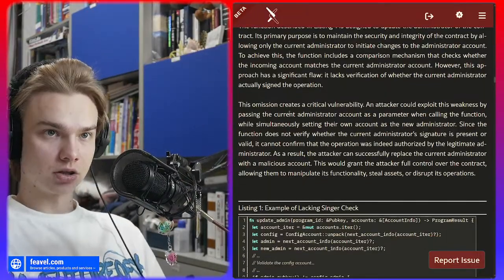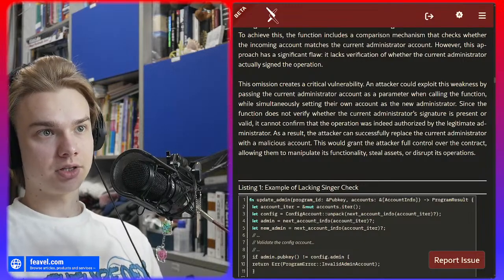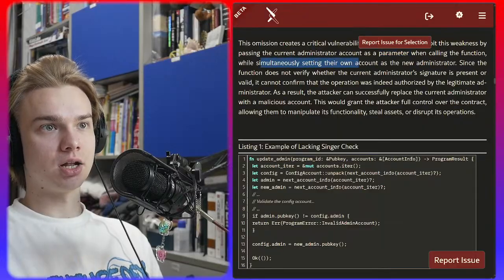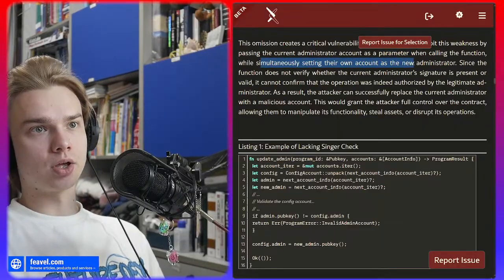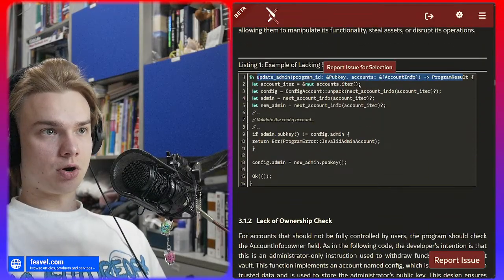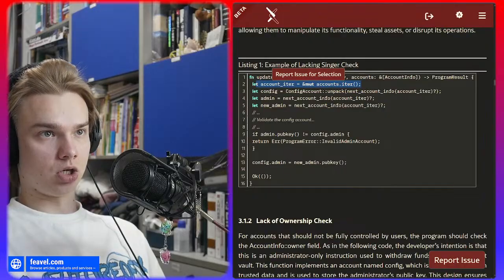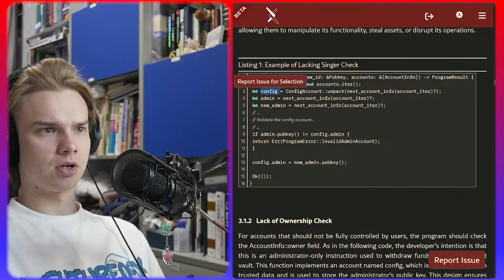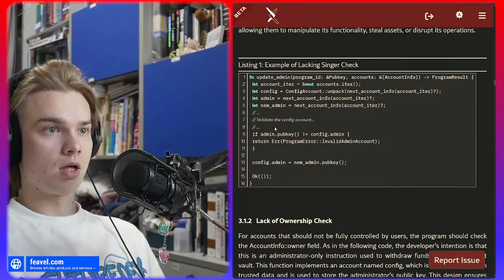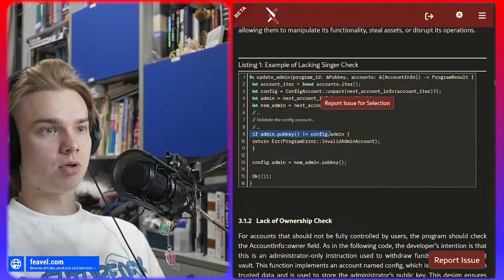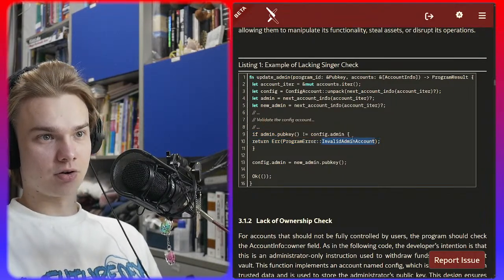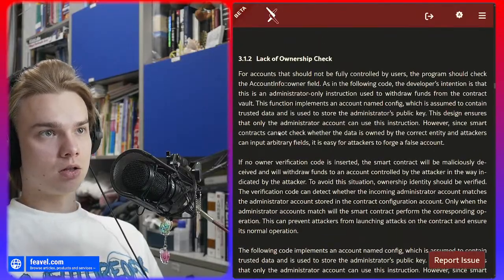An attacker could exploit the weakness by passing the current administrator account as the parameter when calling the function, while simultaneously setting their own account as the new administrator. Okay, update this program result, let account iter, mutation, account iter, config, we got new administrator. Next, account information, account iter, validate the config account. If admin public key is not config admin, return error, program error, invalid admin account. Lack of ownership check.